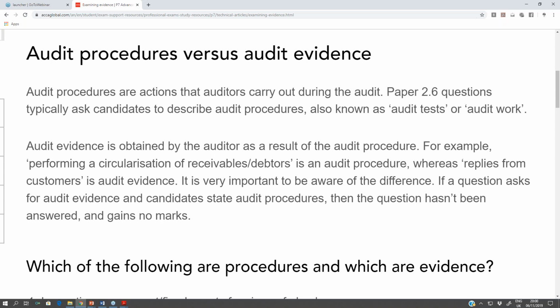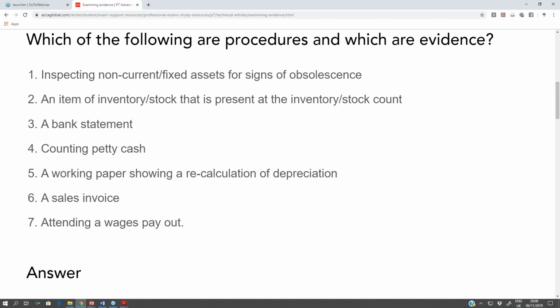And you go down this article. It also tests you on which of the following are procedures and which are evidence. It's giving you a question that the examiner wants to test you on, which of the following is a procedure and which of the following are the evidence. And then the answer is given down.